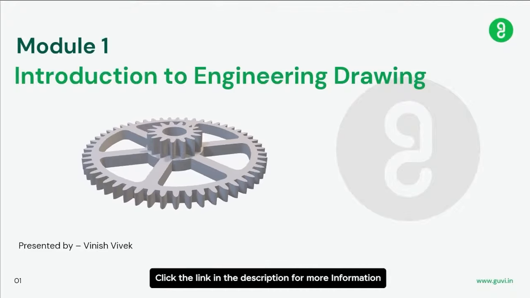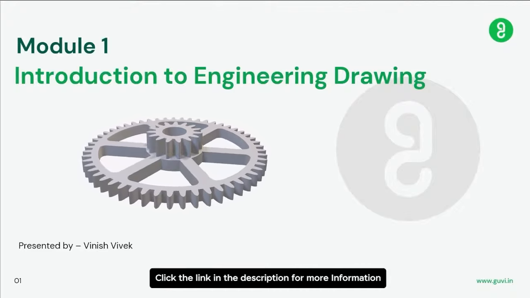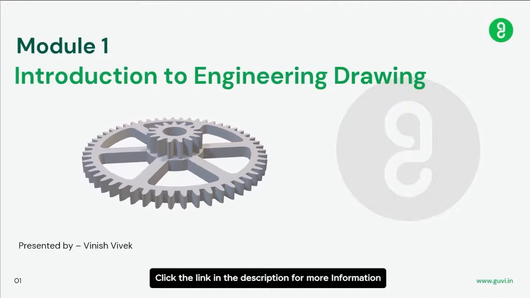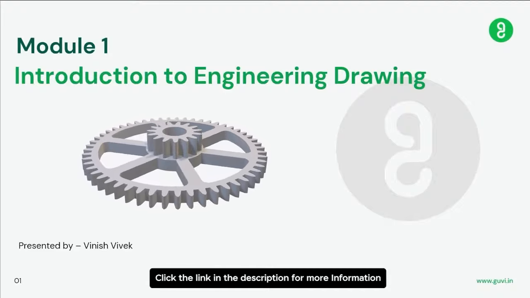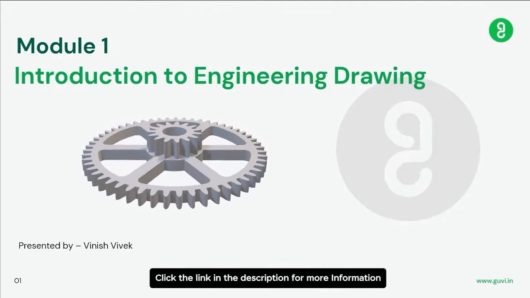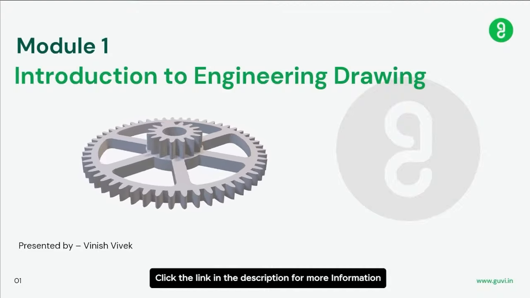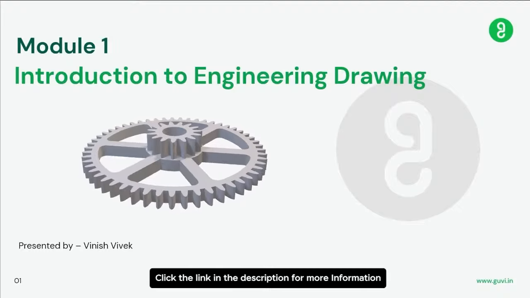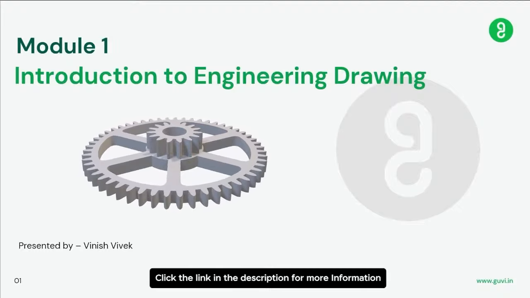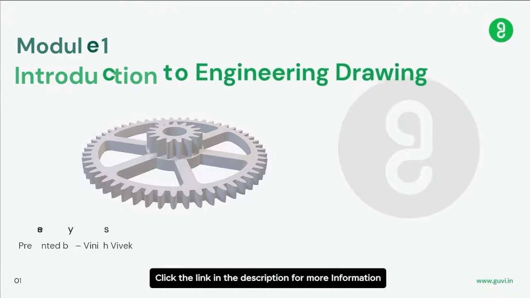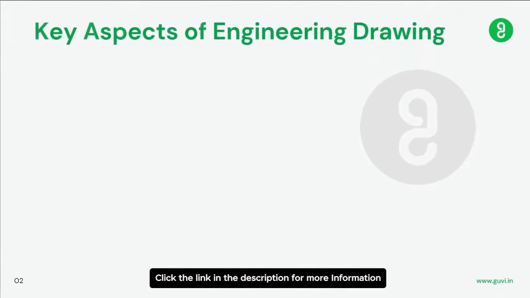The purpose of engineering drawing is to provide a clear and unambiguous representation of an object's shape, size, dimensions, materials, tolerances, and any other relevant information that's necessary. It also serves as a blueprint that guides the production and assembly processes, ensuring consistency and accuracy in the final product. Let's talk about the key aspects of engineering drawing.